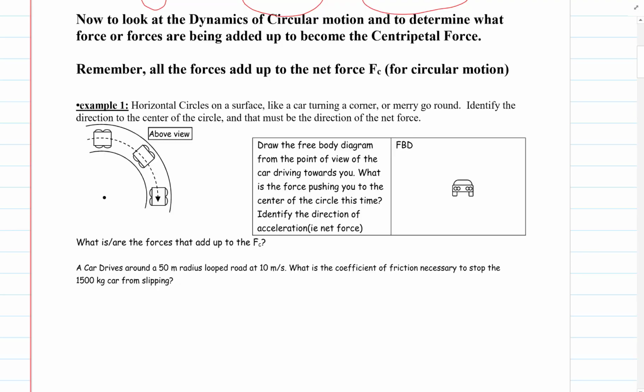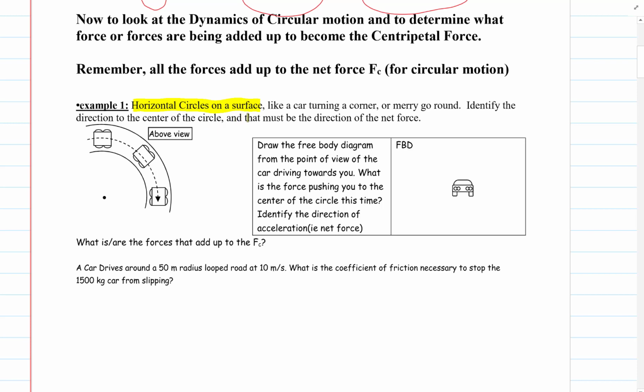Example number 1. Horizontal circles, like on a surface, like a car turning a corner or a merry-go-round. Okay, we're going to just take a look at that one. So this is viewed from above, something going around on a surface.